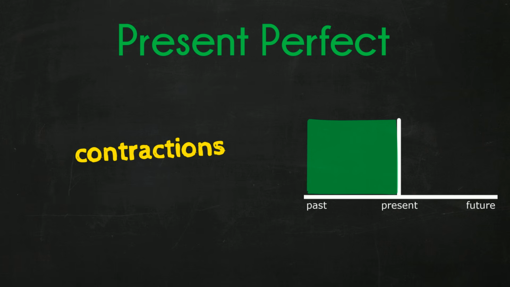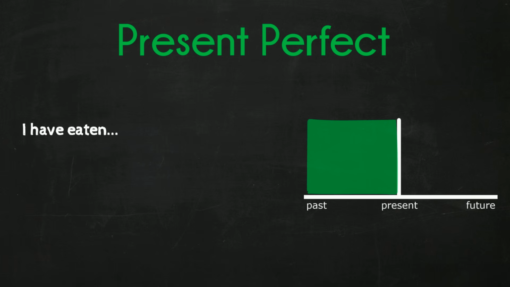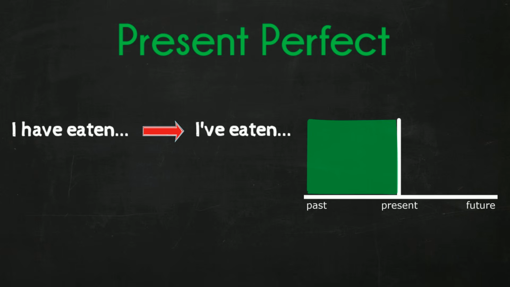Contractions are often used with present perfect. I have eaten could become I've eaten. He has been could become he's been.